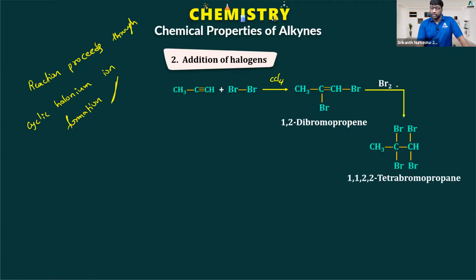That will again react with one more molecule of Br2 in the presence of CCl4 to form 1,1,2,2-tetrabromopropane. Yes or no? So addition of bromine to alkyne will happen twice, because in alkynes we have 2 pi bonds. And can I use this as a test of unsaturation? Yes. Because bromine is actually reddish in color or reddish orange in color. That color is going to be lost because bromine has reacted with the alkene. So loss of color indicates the presence of unsaturation in that particular compound.